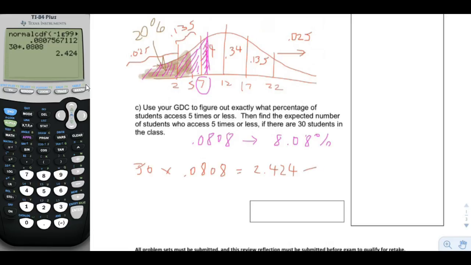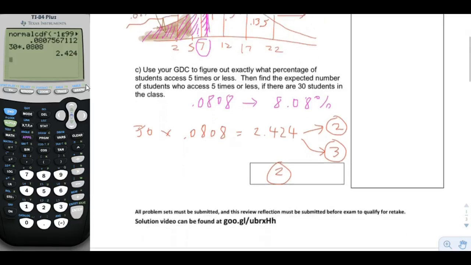Now, you would either say that that's 2 people, or you would say that's 3 people. You could say, oh, I'm rounding up, or I'm rounding to the closest one. Okay, but you would not say it's 2.4 people, right? So the expected number of people, you would say 2 or 3. I would say 2 because I would round it to the closest one. Okay.